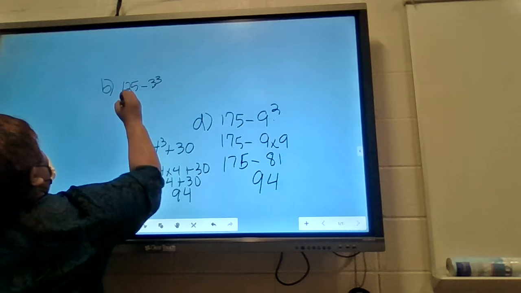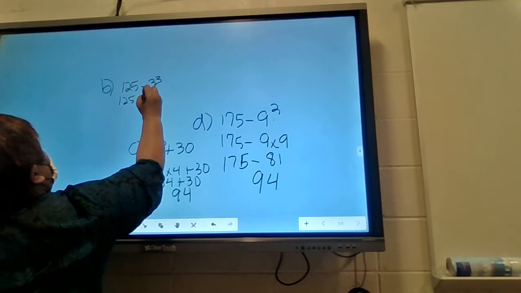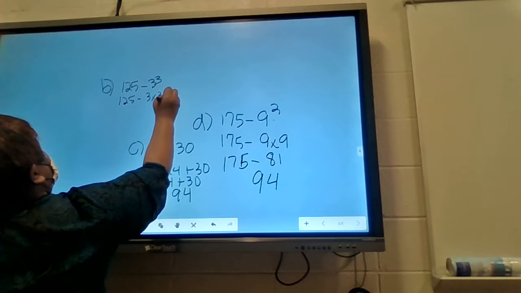Yeah. Okay, so 125. 3 to the third power is 3 times 3 times 3.